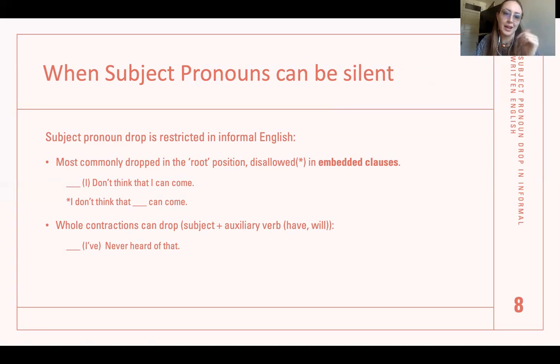So you can't say, "I don't think that can come." And you also can't say, "Don't think that can come." That sounds a bit weird. Anything that's within an embedded clause will usually be introduced by "that" or "which," something like that. Also, you can drop a full contraction. Something like "I have," which is a contraction of "I" and "have," or "I'll." It's fine to drop the whole thing as well.